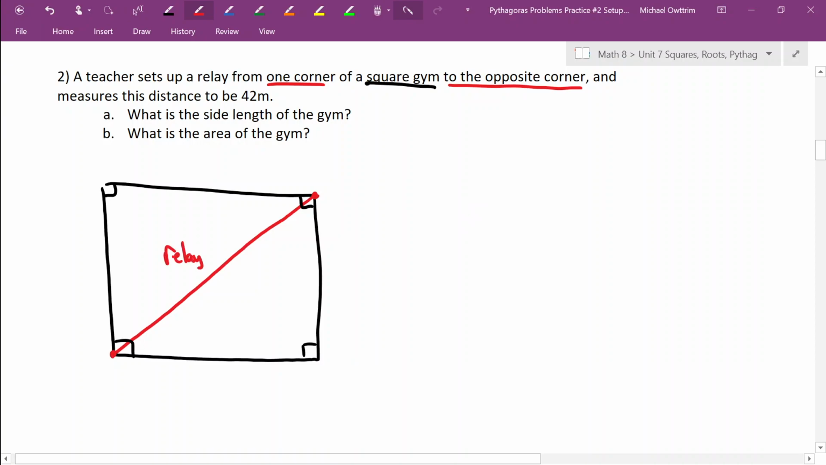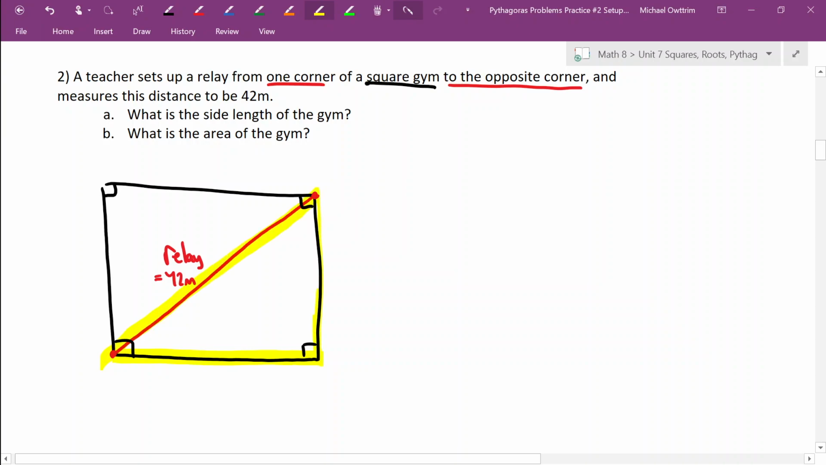And that distance of that relay is 42 meters, not centimeters. That would be a very small gym. And so we're asked what the side length of the gym is and what is the area of the gym. So we do have a right triangle here, and I'll outline it in yellow.